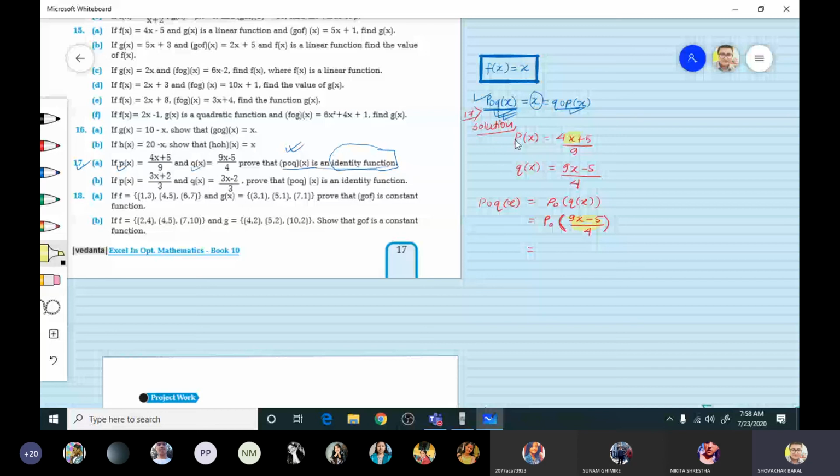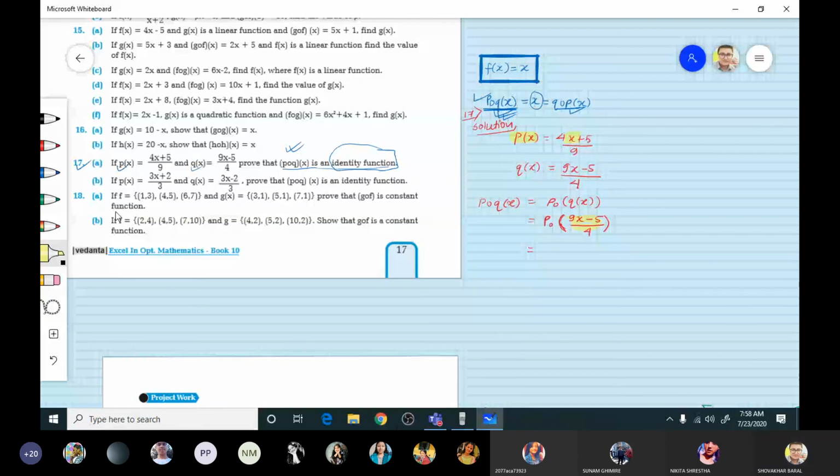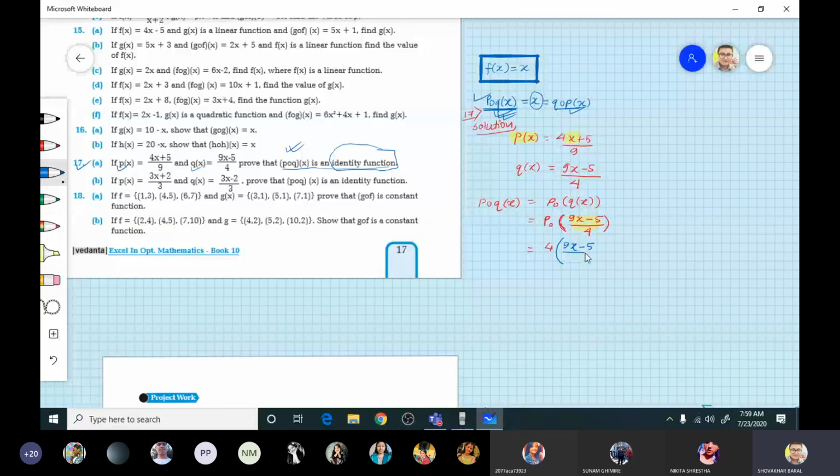There is the function p(x). The value of x is here. You will just replace this value. So now see here, it will be 4 times, I am replacing the value here, 4 times (9x minus 5) by 4. Replace only the x, otherwise there will be confusion. Many people get confused here. When you replace this x, it will be (9x minus 5) divided by 4, plus 5, and in the denominator there is 9.